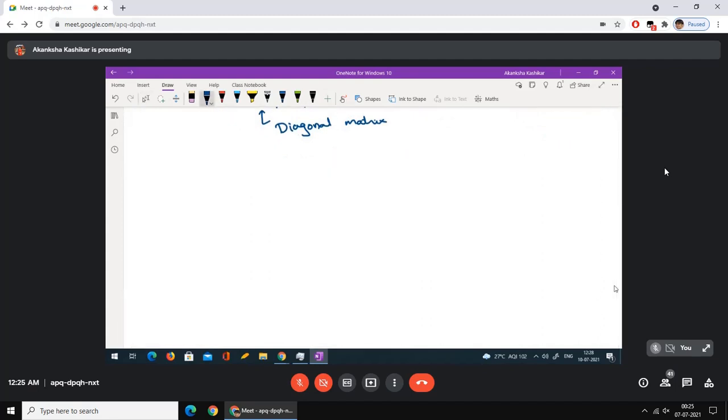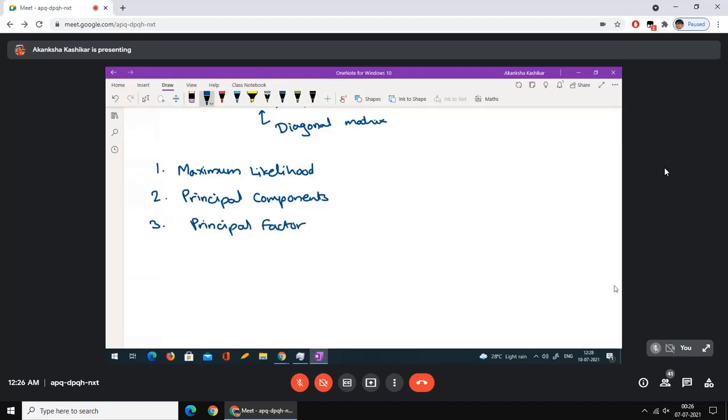Anyway, so if I get Q, then my job is easy. I can get psi. But then how to get Q still remains a question. So there are various methods. There are three major methods. One is your usual maximum likelihood method. Then the second method is based on principal components. And the third method is called the principal factor method. So these are three methods used for estimation in the orthogonal factor model.